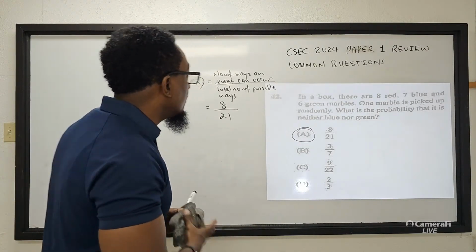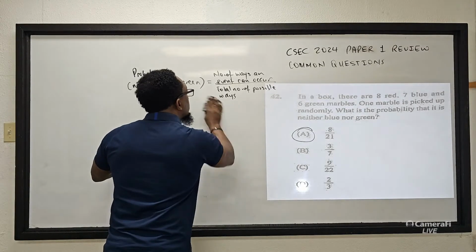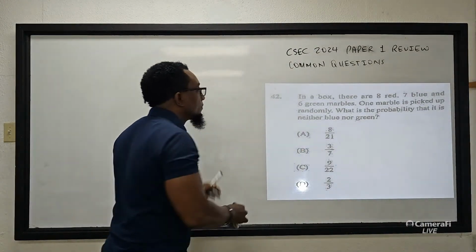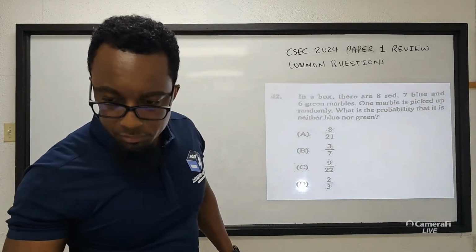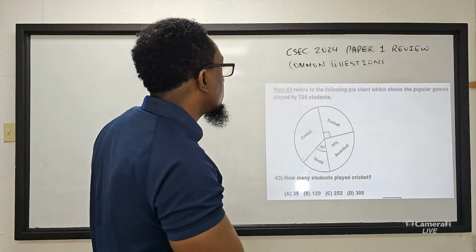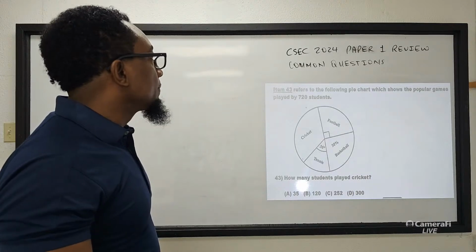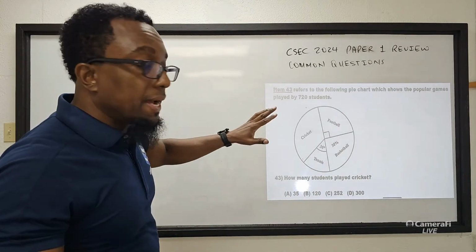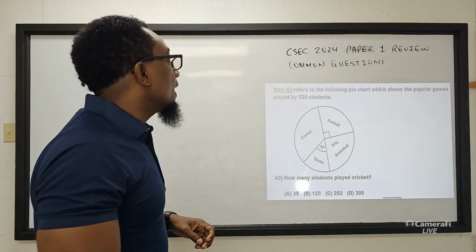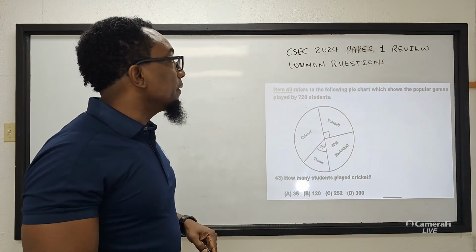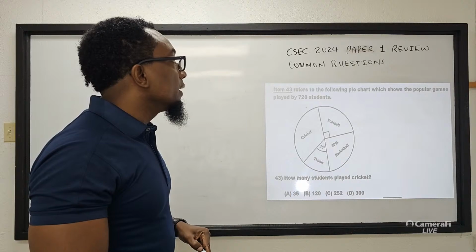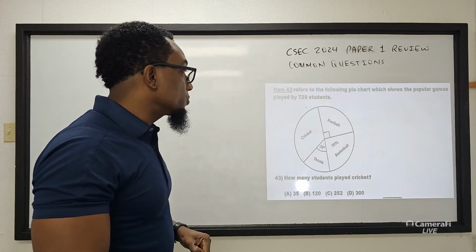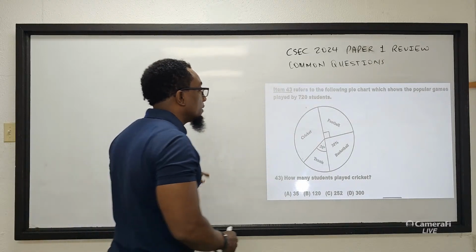Right? Okay, let's look at 43. Right, so we have this pie chart. So common question again, they like to bring the pie chart, different variations of it. And it says items 43 refer to the following pie chart, which shows the popular games played by 720 students. How many students played cricket? So how many students played cricket?